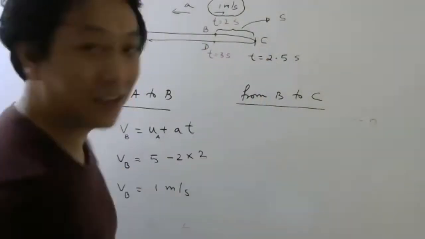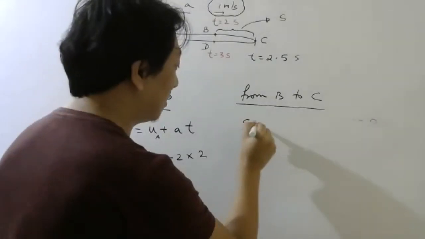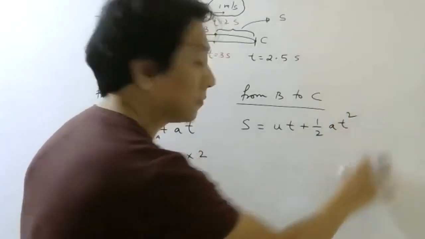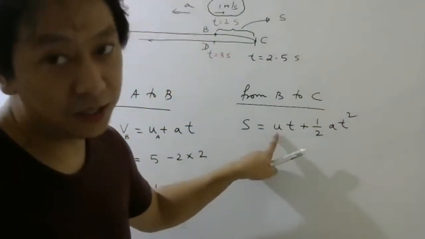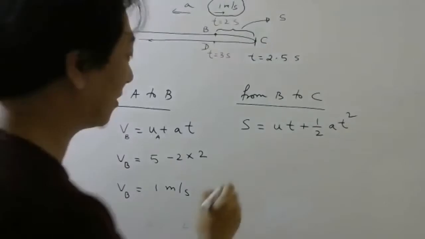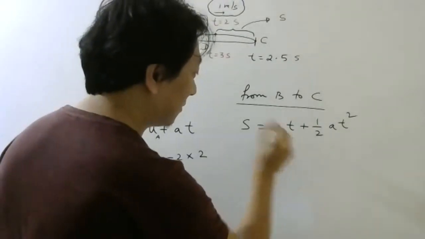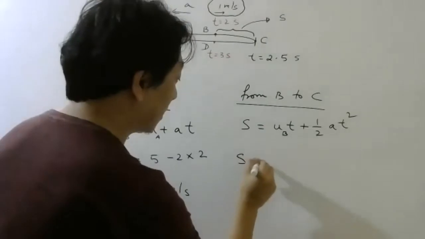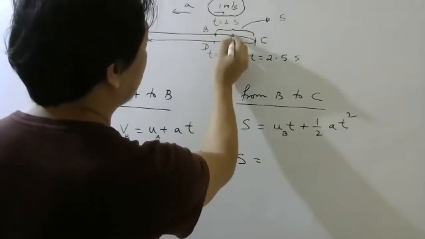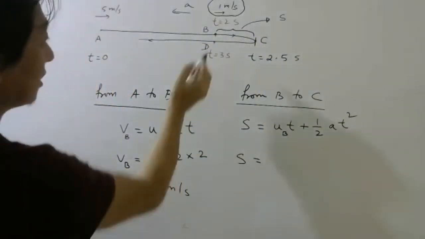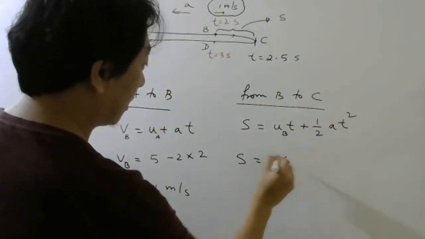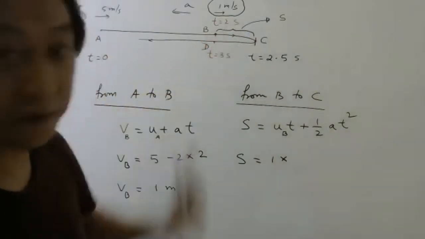So from B to C, I will use the equation S equal to UT plus half AT square. You already know what is the meaning of U, initial velocity, but at which point now? Which is initial point now? B, very good. So this is velocity at B, remember. So distance covered, or displacement, same thing, from here to here, B to C, this part. What will it be? Initial velocity at B is 1. Who can tell me time taken from B to C?